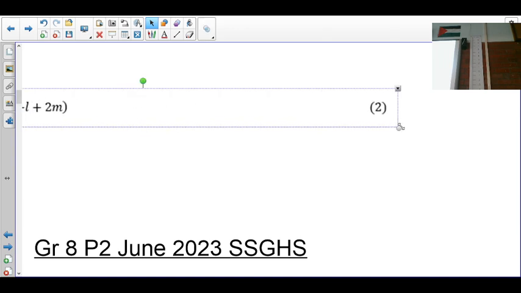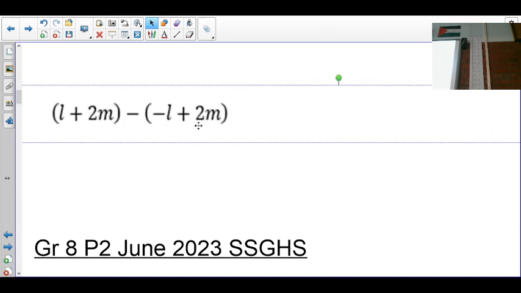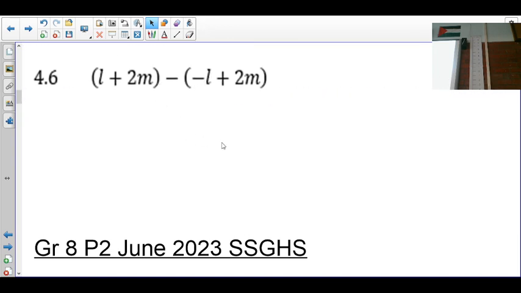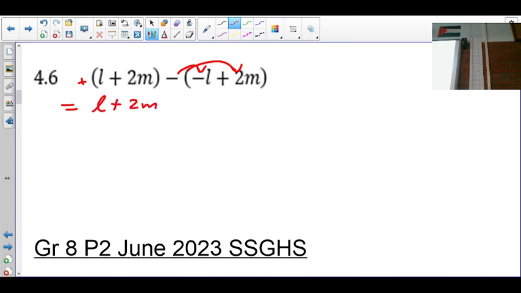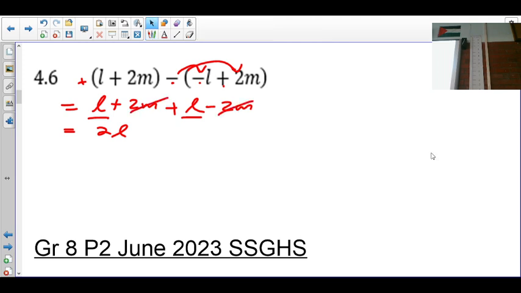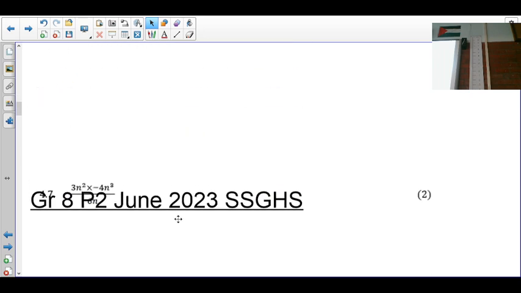4.6. So what do we have to do first? We have to get rid of the brackets here. People, there is a positive here, so there's nothing keeping that bracket in. So I can just drop that bracket. So it's L plus 2M. Negative times negative is positive L. Negative times positive is negative 2M. What is L plus L? 2L. 2M minus 2M cancels. So the answer is just 2L. Let's look at 4.7.